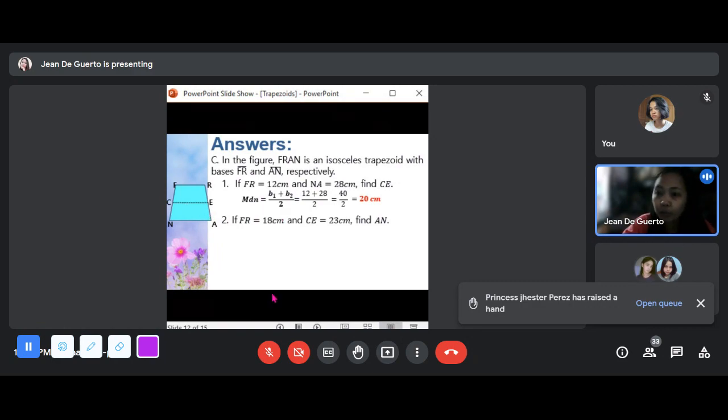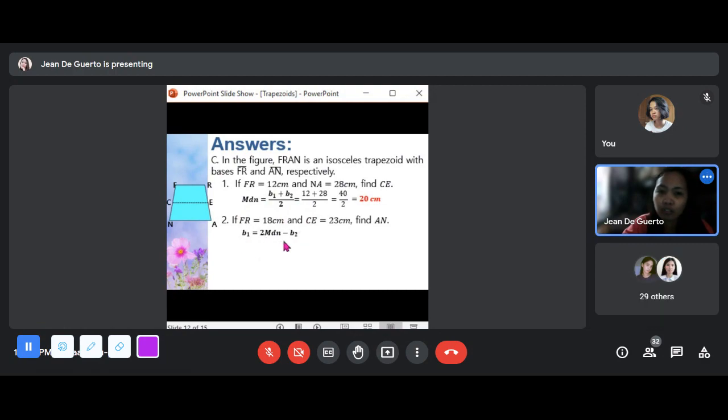So, we are going to derive our formula for the median is equal to base 1 plus base 2 divided by 2. Dito pa rin natin kukunin yung solution natin. So, we can have this one. Actually, magpo-cross multiply lang tayo. Twice the median is equal to base 1 plus base 2. Tapos, transpose lang natin yung isa sa mga base.